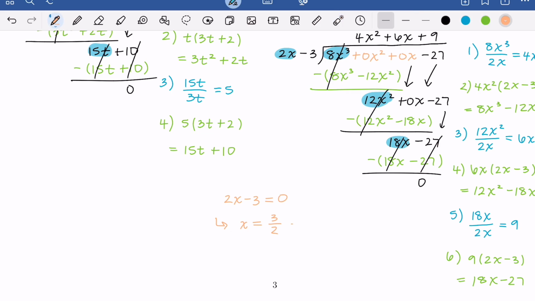So we're going to exclude this x value from our domain, and in interval notation, this is going to be everything except 3 over 2. So we're going to go from negative infinity up to 3 over 2, and then from 3 over 2 up to infinity, to emphasize that we're excluding this value from our domain.